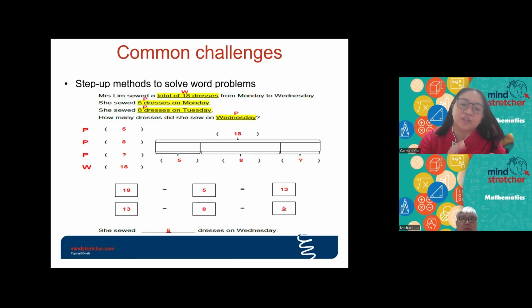Then 5 dresses on Monday, so it is a part. 8 dresses on Tuesday, so it's another part. And what is on Wednesday? Wednesday is another part. So when we are asked to look for a part, we have to subtract. When we are asked to look for a whole, we have to add.